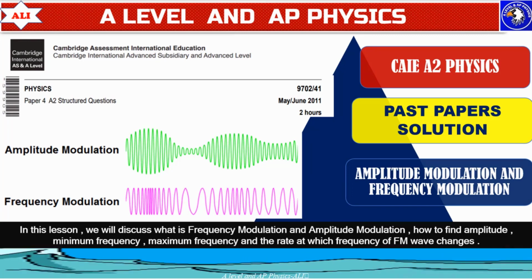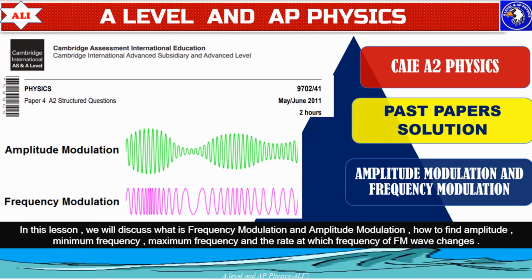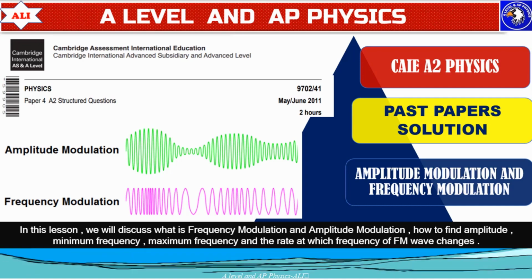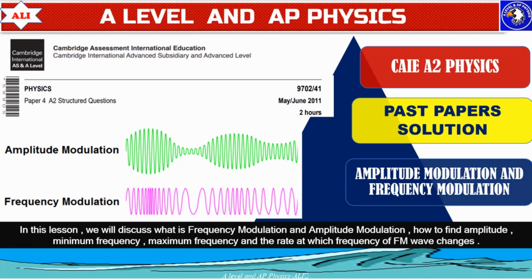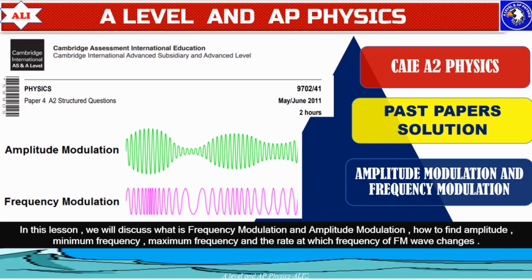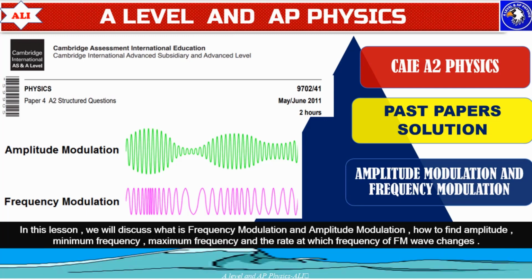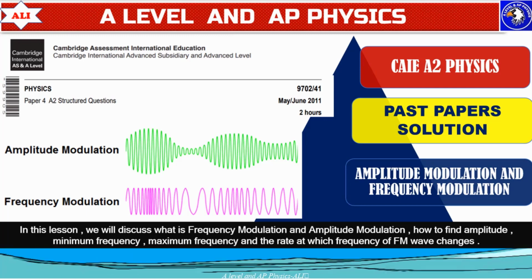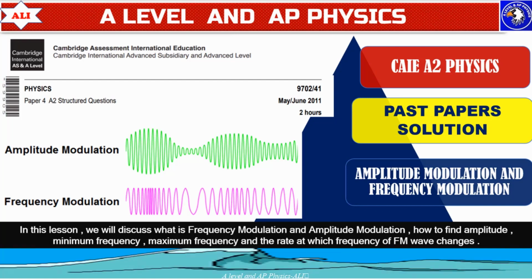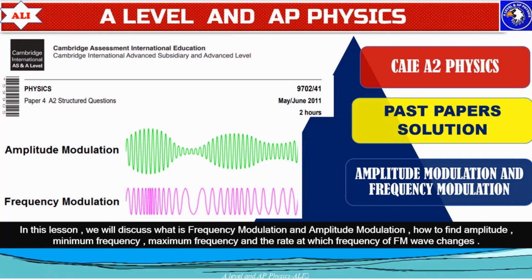In today's class, we will talk about frequency modulation and amplitude modulation from Cambridge A2 Physics. In this video, our main focus will be on frequency modulation. I'll explain how to find amplitude, minimum frequency, maximum frequency, and the rate at which frequency of FM wave changes with the help of past paper questions.